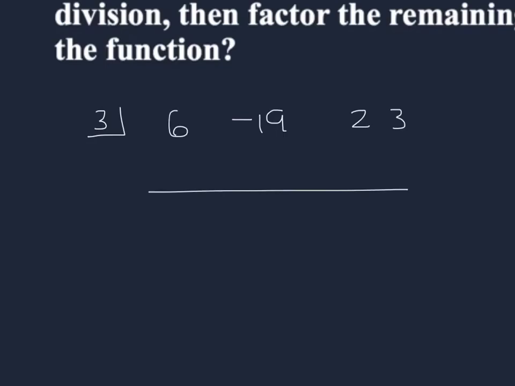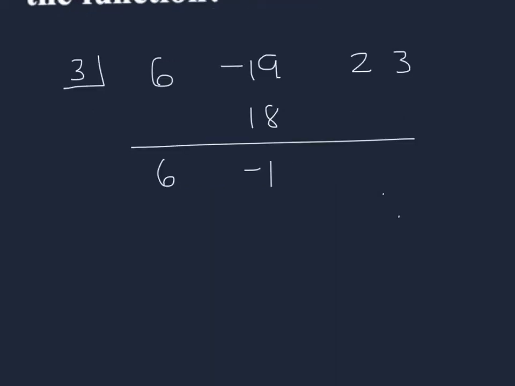So 3. Alright, bring down the first term, multiply them, we get 6 times 3 is 18. Add them. Alright, so we get negative 1. 3 times negative 1 is negative 3. Add them, we get negative 1 here, negative 3, and we got lucky. If that wouldn't have worked, we would go to different integers, say negative 3, and see what happens.